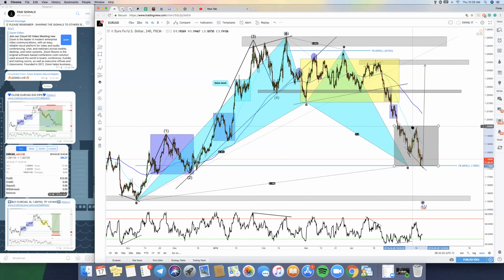GBP JPY. All right, then we got a harmonic bearish butterfly also. 163 pips in profit. Probably it might reject from that point. So maybe not, but we'll see. It's a 200 EMA, so we'll see how that plays out, but no big deal.